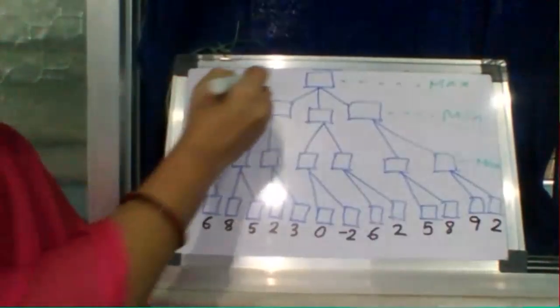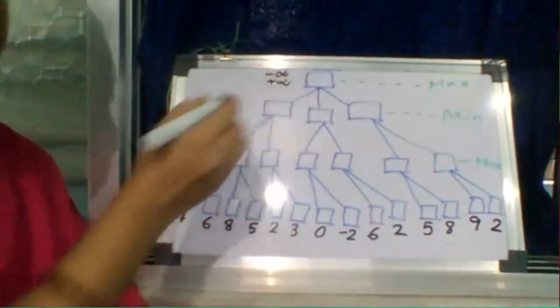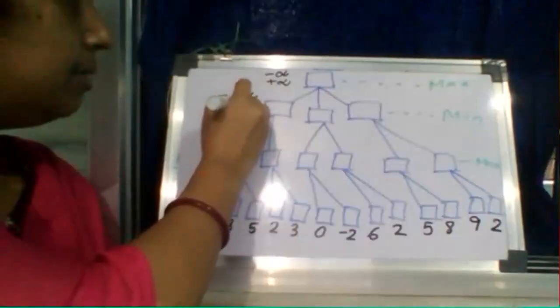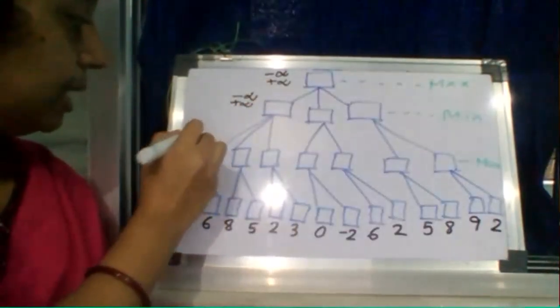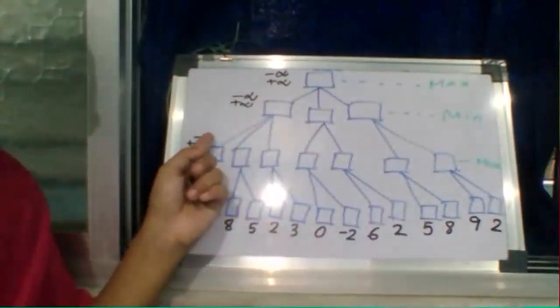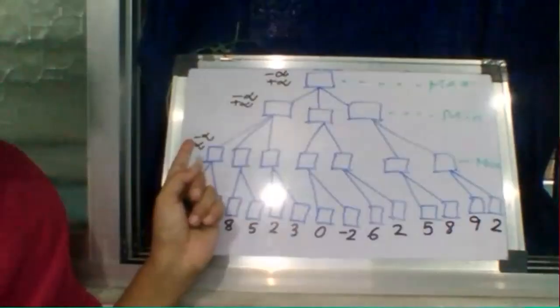So, from the beginning, alpha will be initialized to minus infinity and beta will be initialized to plus infinity. In this way, in this level also minus infinity and plus infinity. In this level also minus infinity and plus infinity. Minus infinity is for the value of alpha and beta's value is plus infinity.